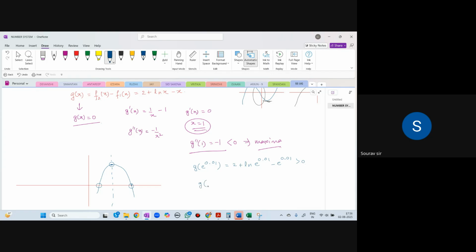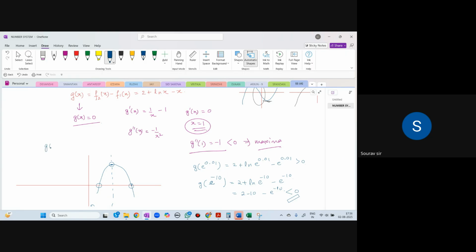Now let me take another value which is very close to 0: e to the power minus 10. This is 2 plus ln of e to the power minus 10 minus e to the power minus 10, which is 2 minus 10 minus something almost 0. So this is negative. That means g(x) very close to 0 will be negative.